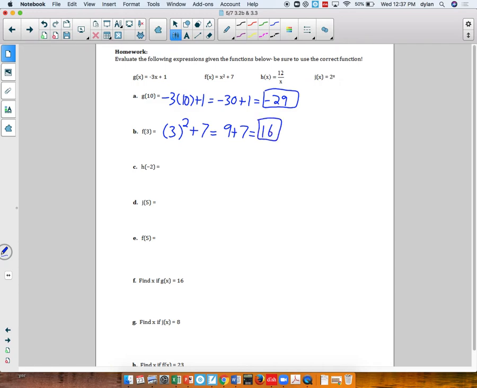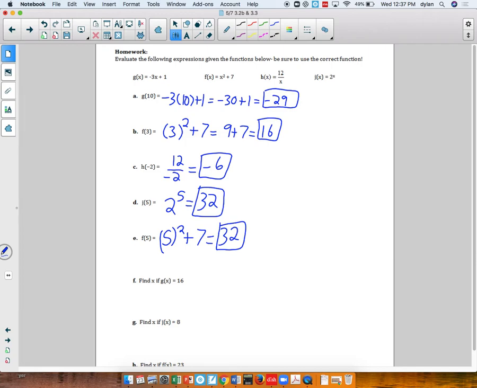H of negative 2 would be 12 over negative 2, which equals negative 6. And j of 5 would be 2 to the 5th power, and 2 to the 5th power is 32. So then the next one, f of 5, I would do 5 squared plus 7, which equals 25 plus 7, which equals 32.